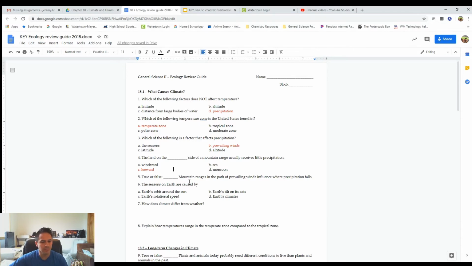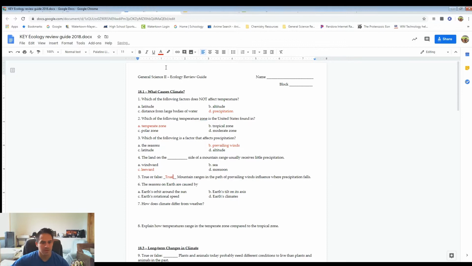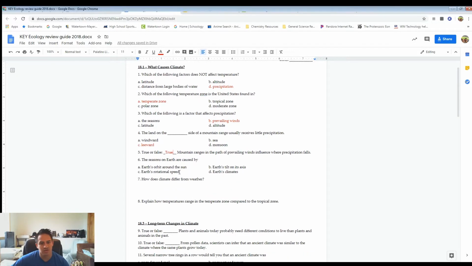So number five, true or false, mountain ranges in the path of prevailing winds influence where precipitation falls. That is true, 100% true. Number six, the seasons on Earth are caused by the tilt of the planet. Earth is slightly tilted on its axis, which is the reason why we have seasons. It has nothing to do with how far away the Earth is orbiting around the sun, or its speed, or its climates. Nothing along those lines.